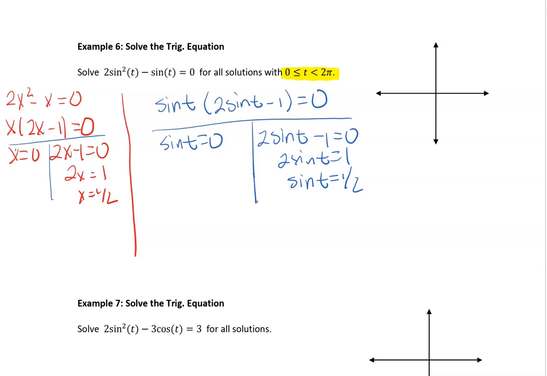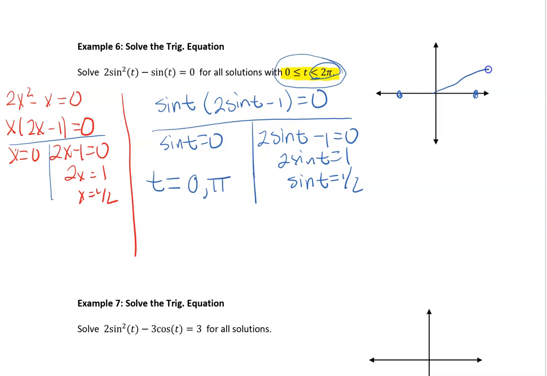Going back to your unit circle, we are only going to be on 0 to 2 pi. So where is sine equal to 0? That only equals 0 when you are here and here. So that would be at 0 and pi. I'm not going to use 2 pi because it was not included over here. We're less than 2 pi. Where does sine t equal 1/2?